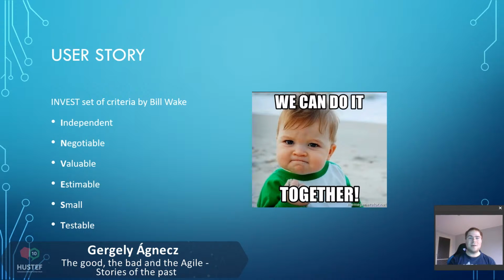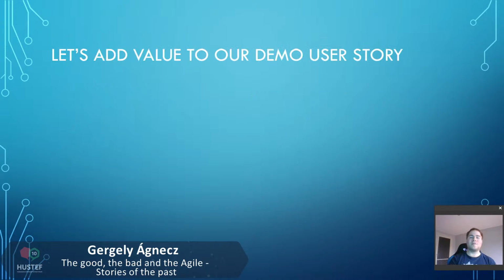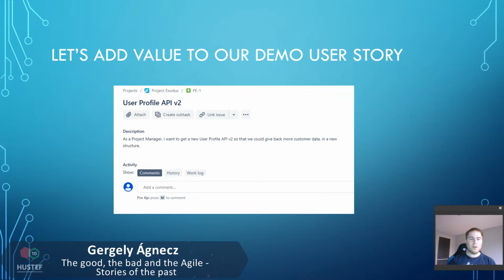Okay, let's see what we can do on a demo user story and how we can improve our user stories. In this picture, you can see a relatively similar story, which I showed earlier, but with different content. As a project manager, I want to get a new user API version 2 so that we could give back more customer data in a new structure.